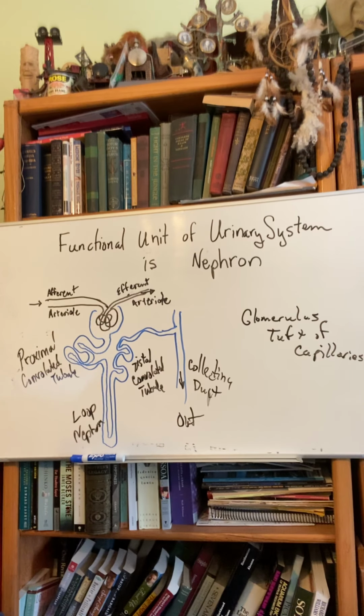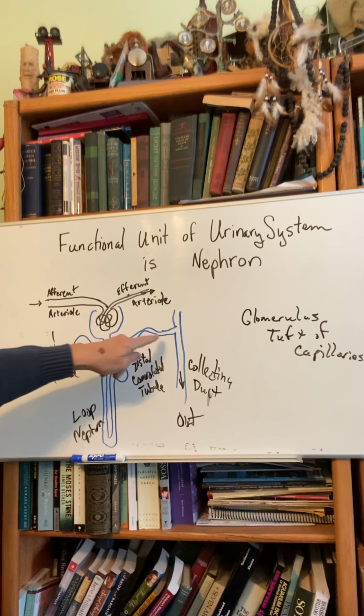So the glomerulus is inside of the glomerular capsule, and this is what we refer to as the renal corpuscle, and then all the rest of this stuff is a system of tubes.